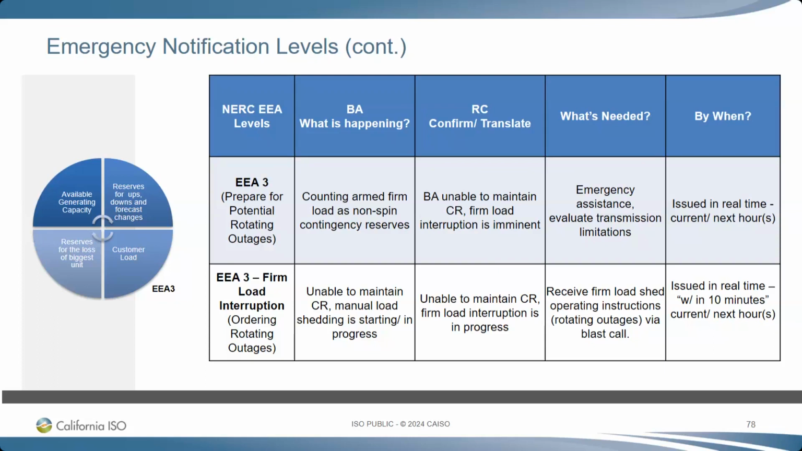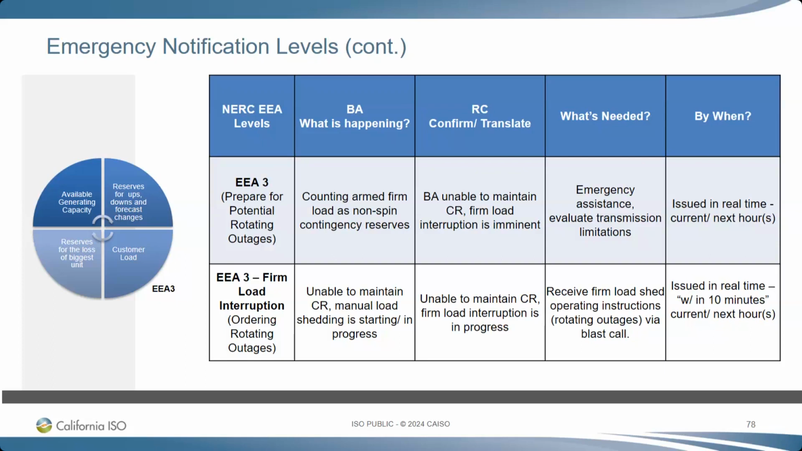So emergency assistance there, but when we get to that EEA3 firm load interruption, we're going to be actually receiving firm load shed operating instructions via blast call. So that's when they're going to be on the call. Those messages will be going out, and those are going to be issued in real time within 10 minutes.